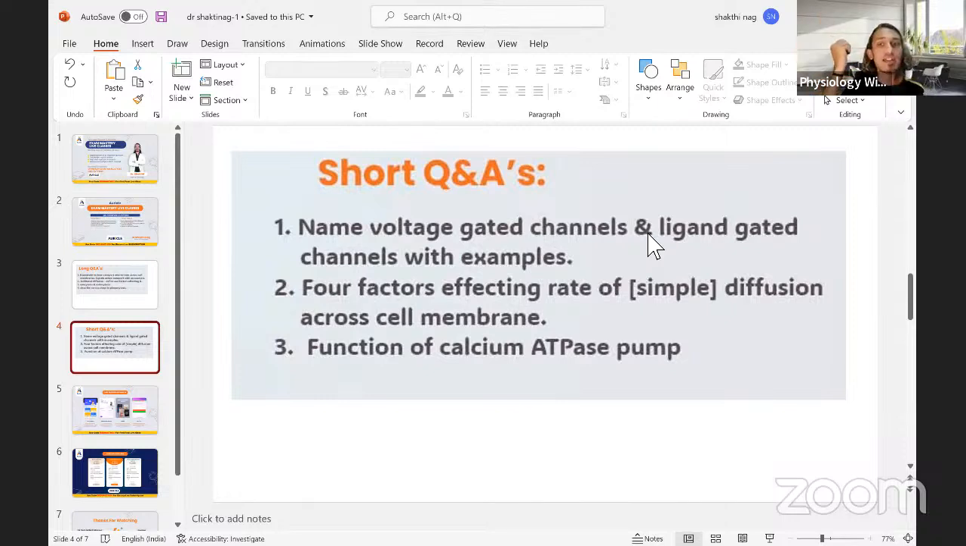On the other hand, there are many ligand gated channels. One example, if you're talking about your ionotropic receptor, you can talk about your nicotinic receptor, N type of nicotinic receptors. So your acetylcholine comes, binds to your nicotinic receptor. That is the ligand, acetylcholine, based on which a channel is going to open up, resulting in sodium influx. So that is an example of a ligand-gated channel.